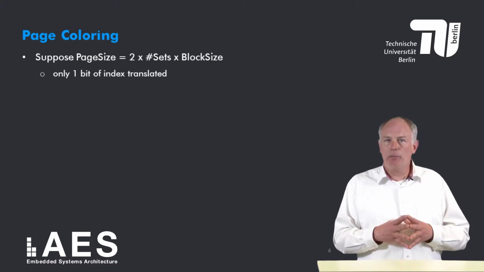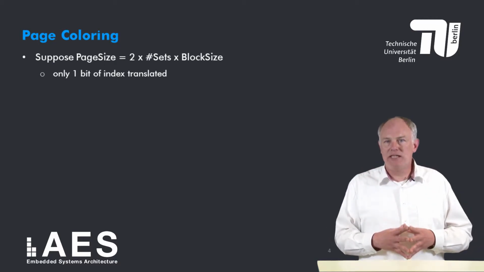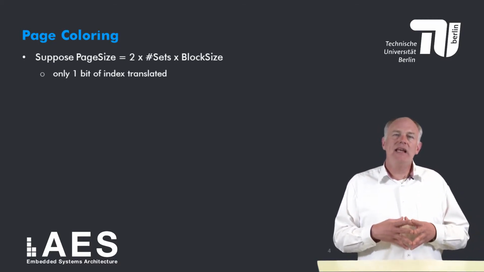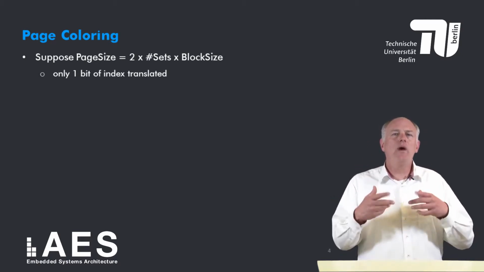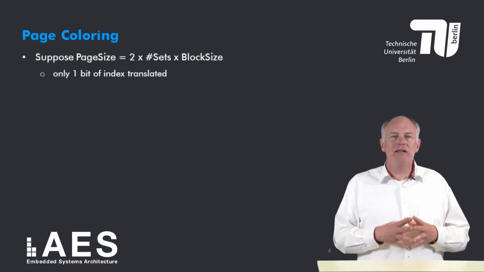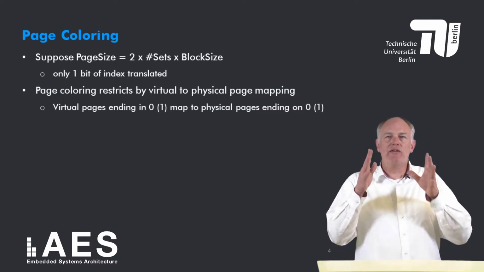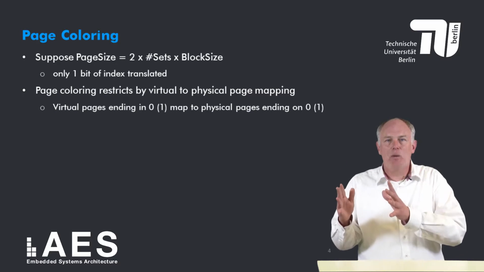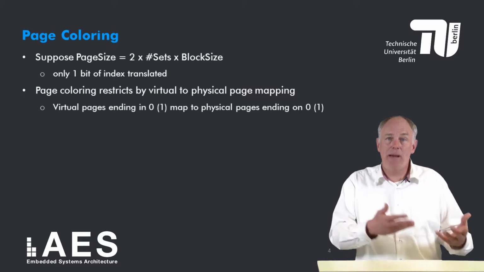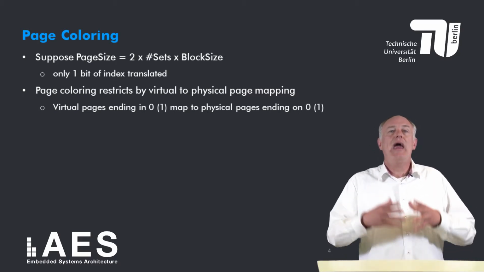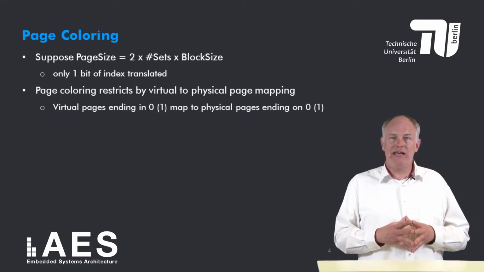Let me give an example of page coloring. Suppose a page is twice the size of the number of sets times the block size. Then the index and the page number have 1 bit in common. In other words, only 1 bit of the index is translated during address translation. Now, page coloring restricts the mapping of virtual pages to physical pages such that virtual page numbers that end in a 0 map to physical pages that end in a 0, and virtual pages that end in 1 map to physical pages that end in 1.